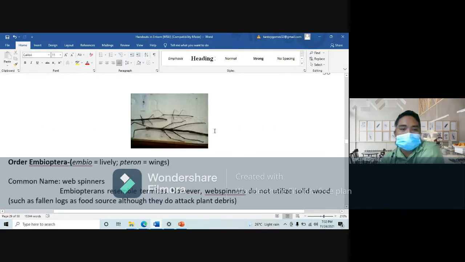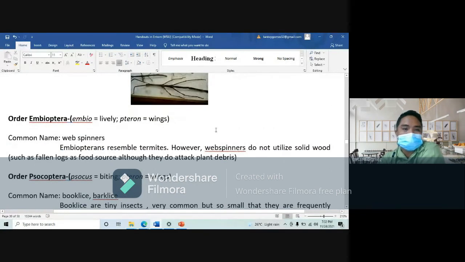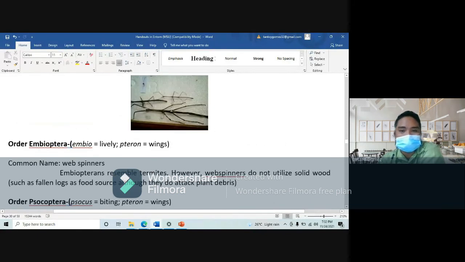Okay. So the other order also is Embioptera, consists of two words. Mani ang stick insects class. Okay, this one is stick insects. Bura ra gyud siya og kanang napilit sa dahon, labi na og brown. Dili gyud nimo siya mahibaw-an nga insect diri siya.